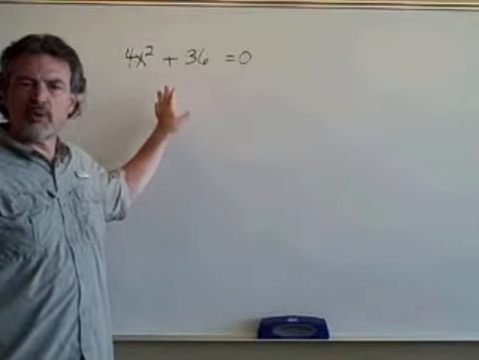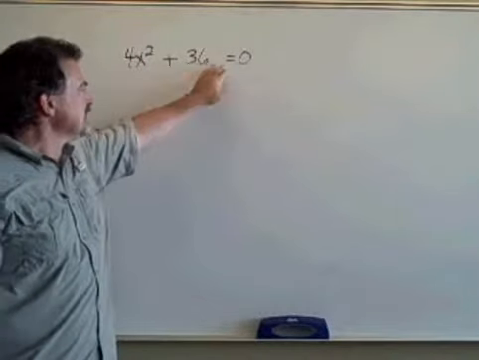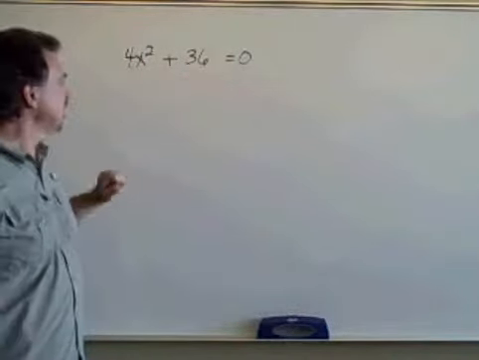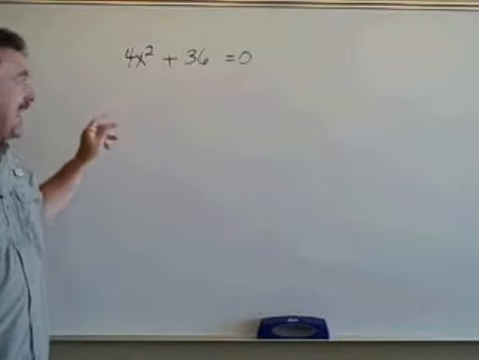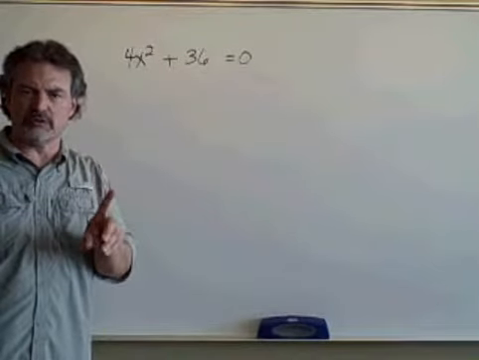Here's another example of a quadratic equation. Highest power of the variable is 2. It is an equation. Equal sign tells us that. It's in standard form. And it's missing a term. It's missing the first power term.